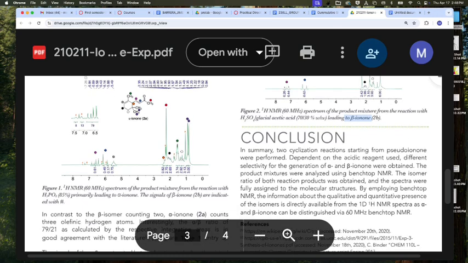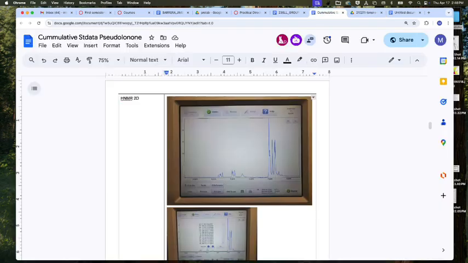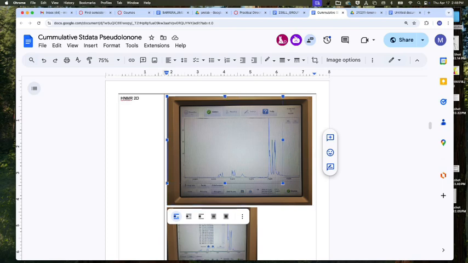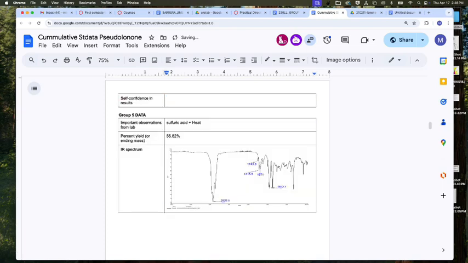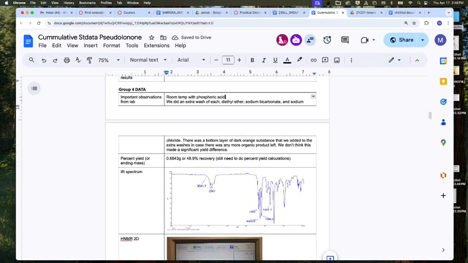What conditions were this one? This was the mixture with phosphoric acid. Oh, interesting. If we go back to our group data, this thing was produced under what conditions? We scroll back up. Fascinatingly enough, phosphoric acid. I think that's really amazing, and nobody else seems to care.